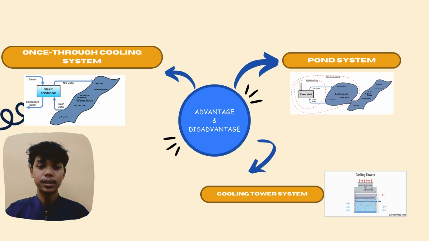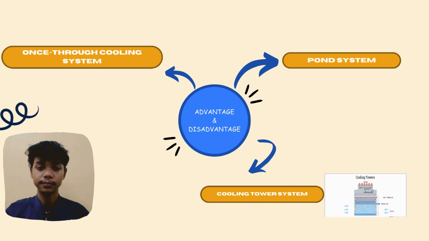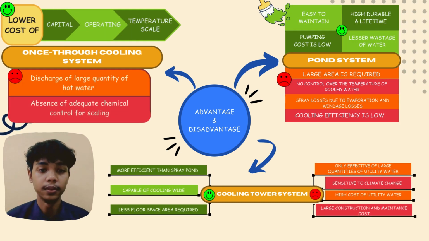So, in the cooling system, we have three major systems: the once-through cooling system, the spray pond system, and the cooling tower system. So, for the first advantage and disadvantage of cooling water systems, the once-through cooling system offers lower capital and operating costs along with temperature scalability, which greatly benefit the industry management expenses. However, it discharges a large amount of hot water and lacks adequate chemical control for the scaling.